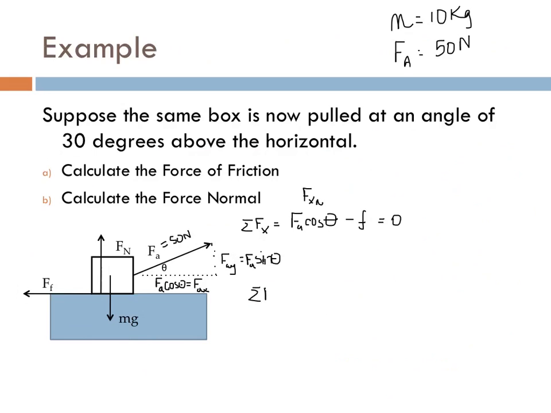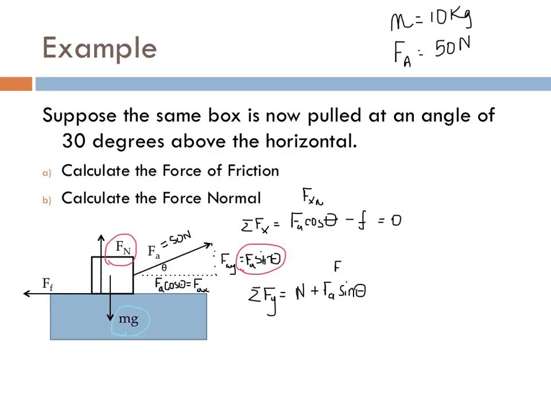Now, my sum of the forces in the y direction, well, if you notice, I have 3 forces in the y direction, so my normal force is no longer equal to my force of gravity. So I have 2 upward forces and 1 downward force. So when I start writing this, and here I'm going to go ahead and write normal force in N. So this is normal force, which is upward, so it's positive, plus my force applied sine theta.